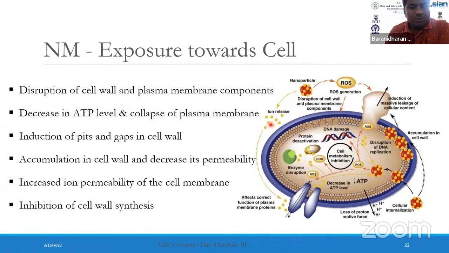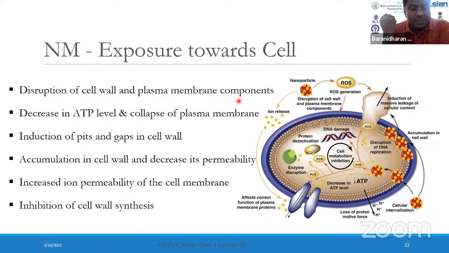So nanoparticle exposure towards a cell. One such pathway is nothing but the disruption of cell wall and plasma membrane components. The smaller the size, the greater the chances of cell wall disruption. Decrease in ATP, adenosine triphosphate, level and collapse of plasma membrane. So that is one such way in which the nanoparticles enter and then rupture the cell wall and then start doing the damage.